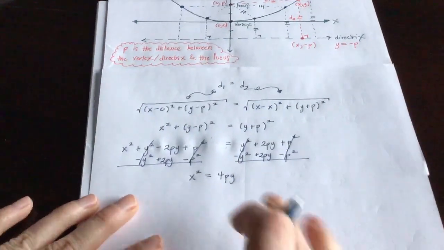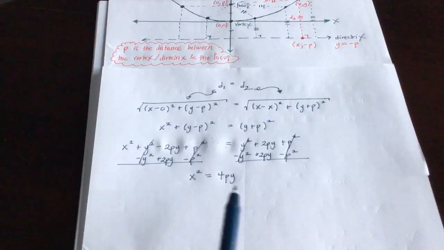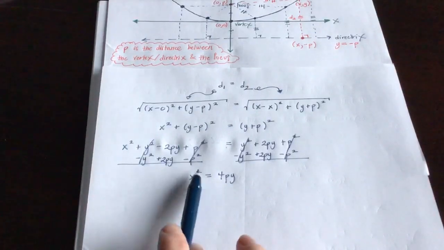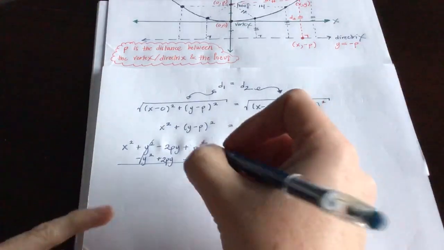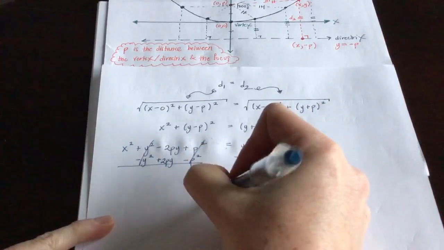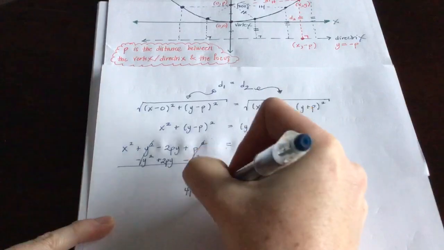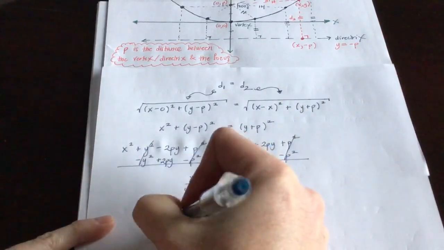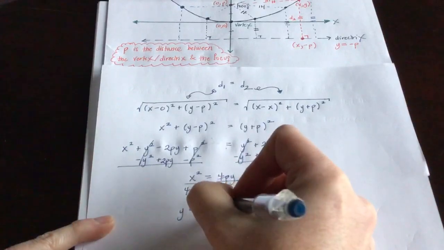And then the book would have you work from this form, but because of our training, where do we like our stretch factors to be? We like them to be on this side with the squared term. So I will deviate from the way the book explains this, and I will divide both sides by 4p. And then you'd have y is equal to 1 over 4p times x squared.